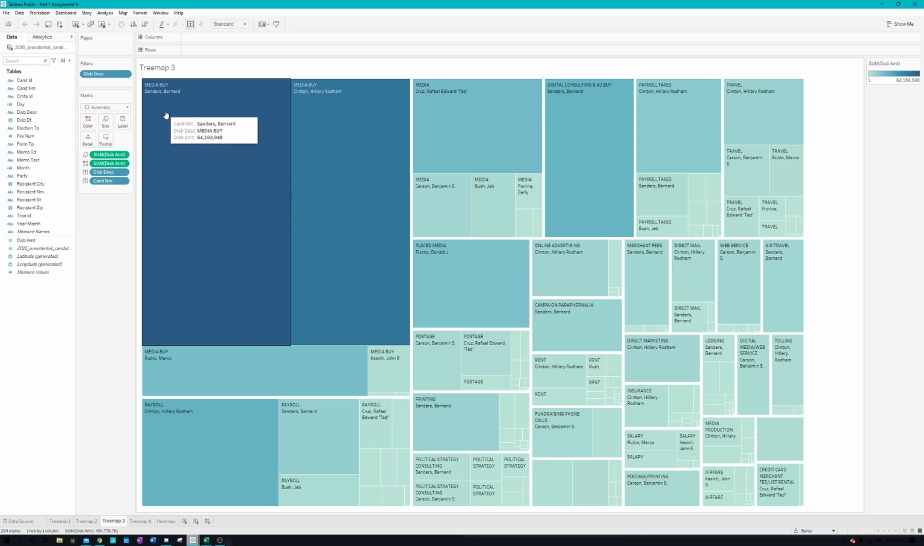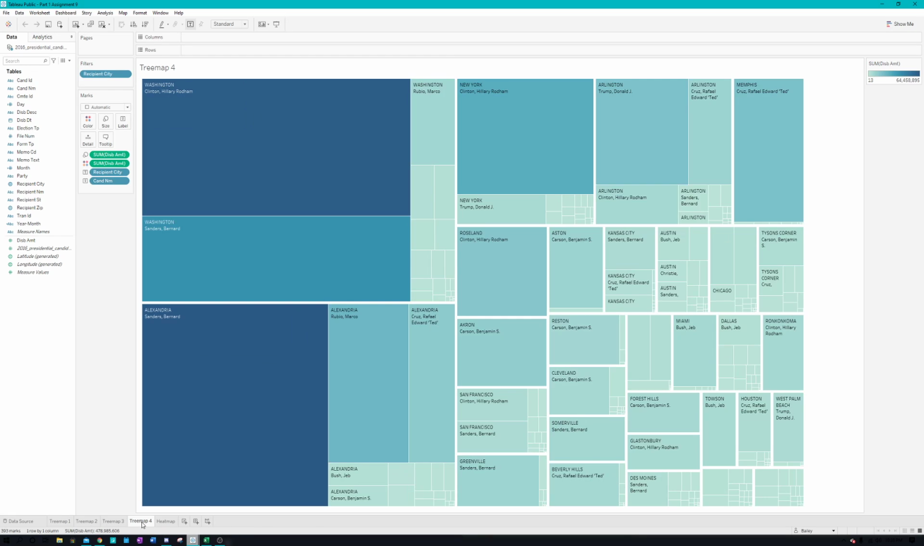And then the candidates are attributed about the same: Bernie Sanders the most, Hillary Clinton second, and then Marco Rubio. But this graph wasn't very surprising to me. I felt like media was going to be at the forefront.